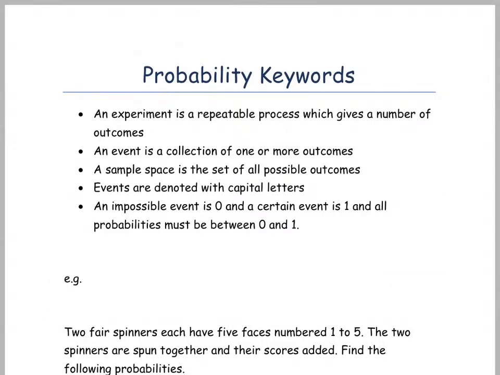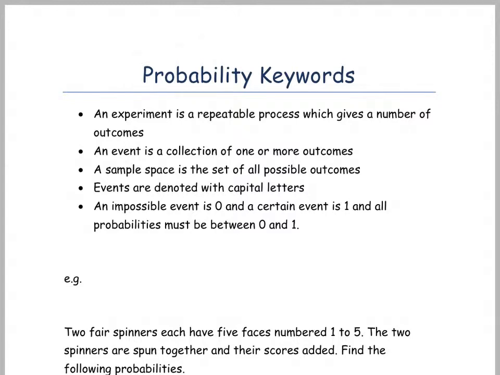Just going to look at some keywords associated with probability in this video. So an experiment is a repeatable process which gives a number of outcomes. So for example, the experiment could be rolling a dice 1,000 times to see what outcomes you get from the dice. So you could get a number between 1 and 6.